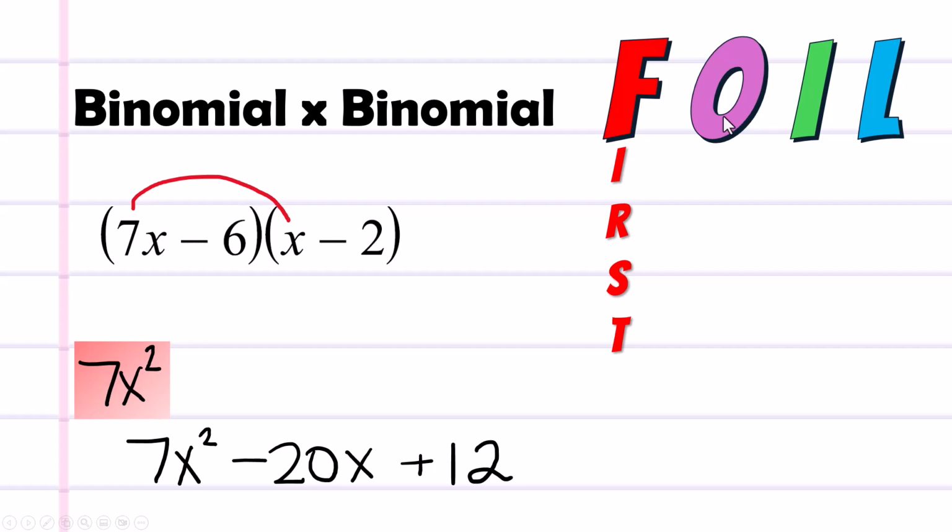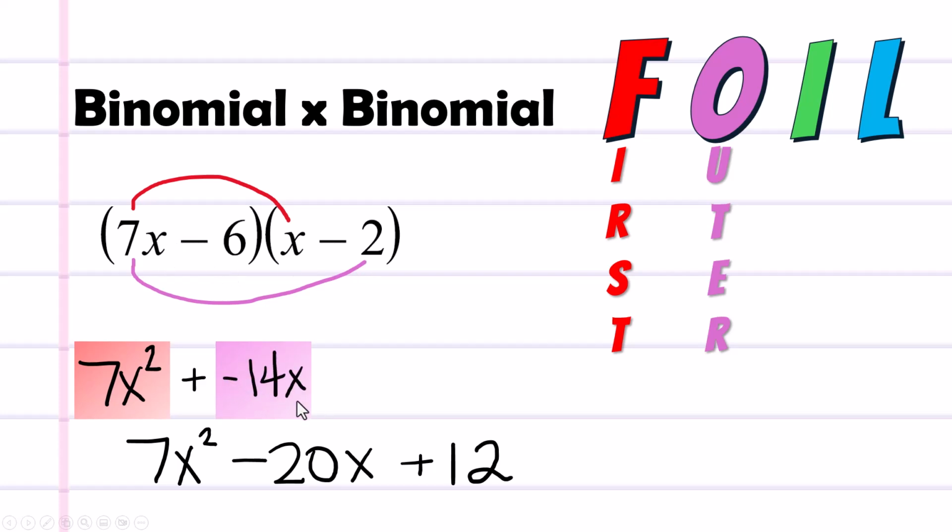Then we're going to do O, which stands for outer. And that would be the outside terms. That would be the 7x and the negative 2. 7x times negative 2 is negative 14x. So I'm going to go plus a negative 14x. Inner, not belly buttons, the inside terms right here, negative 6 and x. So that's going to be plus negative 6x.